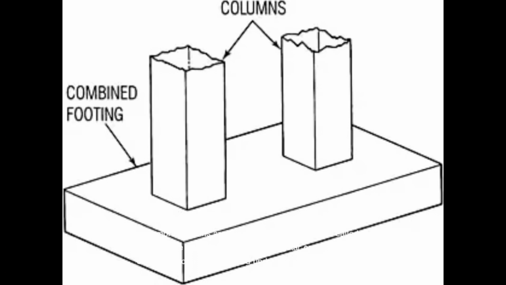When two or more columns are supported by a footing, it is called combined footing. This type of footing may be rectangular or trapezoidal in plan. Combined footing is provided under the following situations: when columns are close to each other and their individual footings overlap, soil having low load-bearing capacity and requiring more area under the individual footing, and when the column end is situated near the property line and the footing cannot be extended.